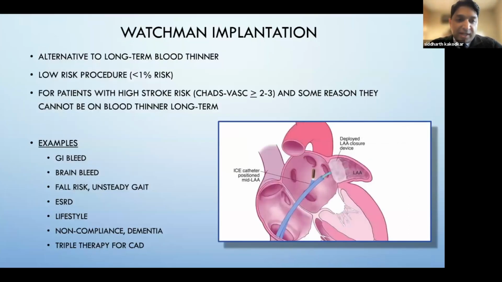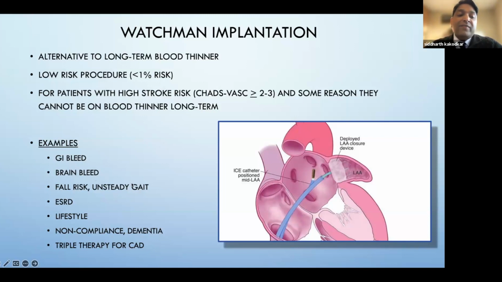So it's an alternative to long-term blood thinners. If patients are tolerating their blood thinner fine, then we usually don't need to put a Watchman in. But there are examples, as you can see down here. If you have a history of a GI bleed, it may not be a good idea to stay on a blood thinner long-term, or a history of a brain bleed.